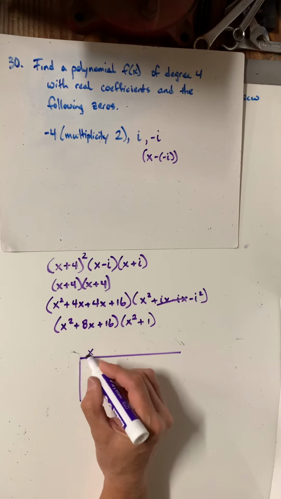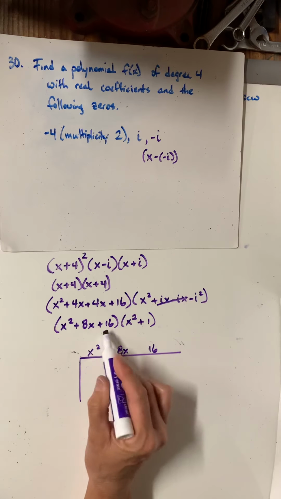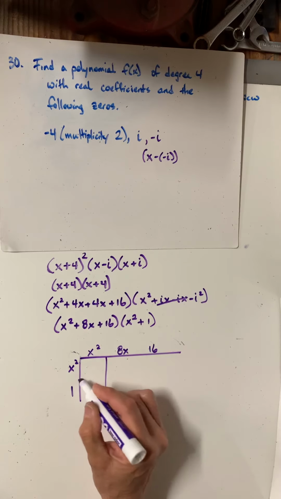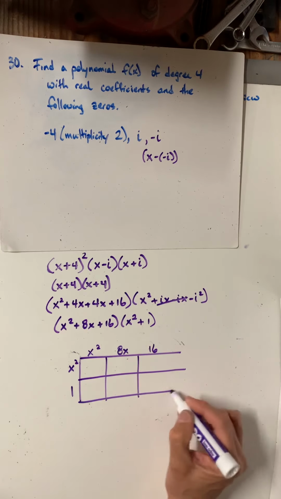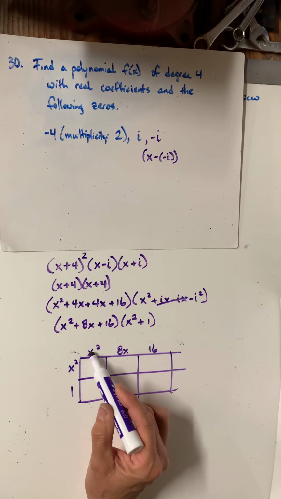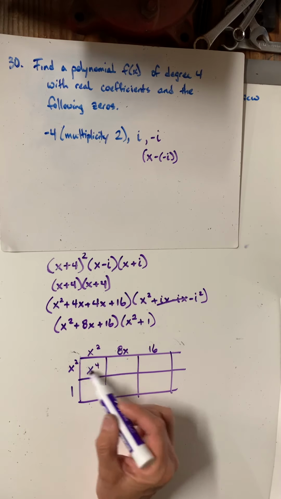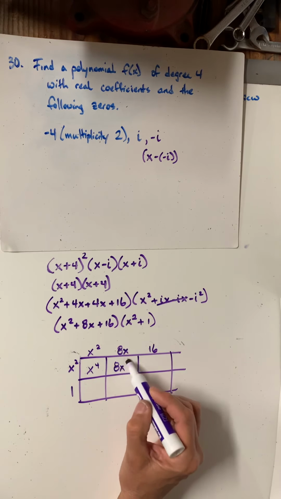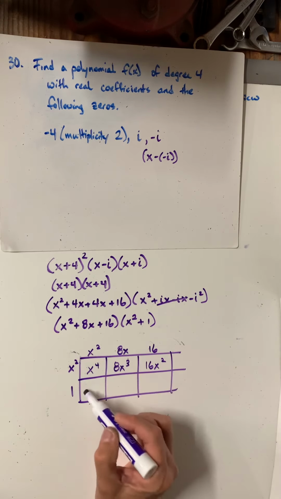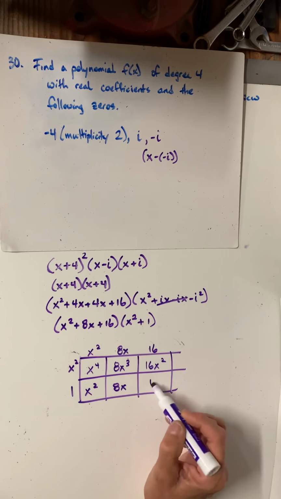So I'm going to put x squared, 8x, 16 from this trinomial. Then here's an x squared and a positive 1. I'm going to make myself a grid, and each box will be the product of what's above and what's to the side. x squared times x squared is x to the 4th. x squared times 8x is 8x cubed. 16 times x squared is 16x squared. x squared times 1 is x squared. 8x times 1 is 8x. 16 times 1 is 16.